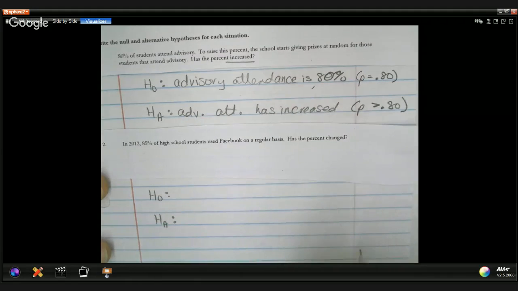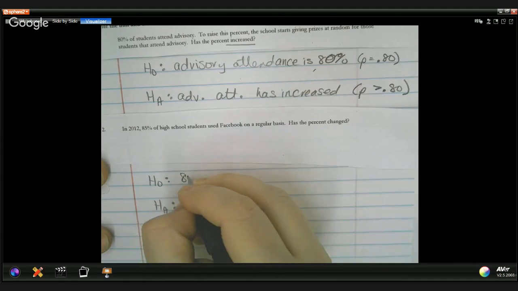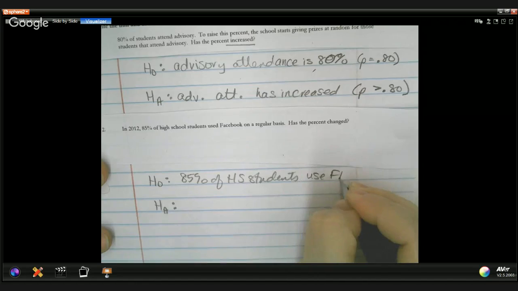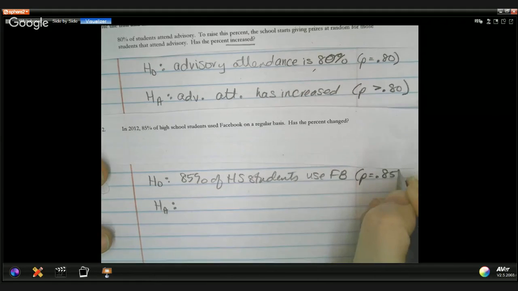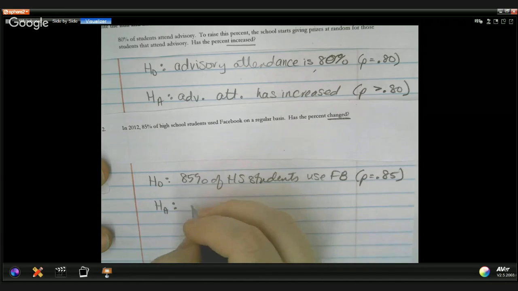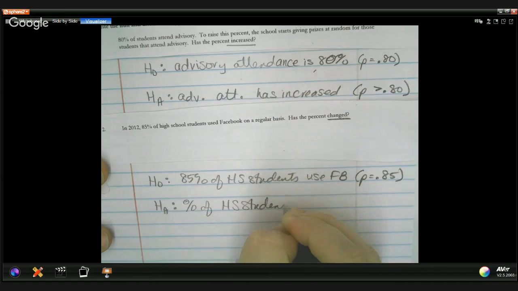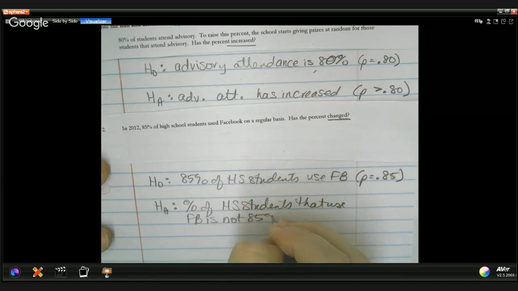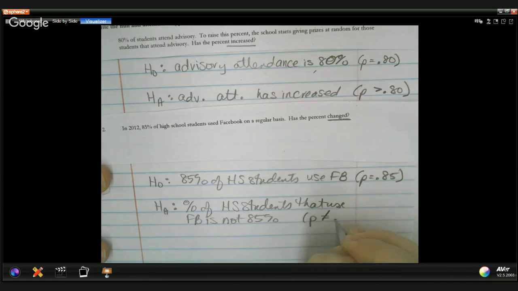So your null hypothesis is that it stayed the same. So 85% of high school students use Facebook. So that's going to be P equals 0.85. So the second one says, has it changed? It's not saying an increase or decrease. So the percent of high school students that use Facebook is not 85%. So it's not telling you if it's an increase or decrease, it's just saying not.